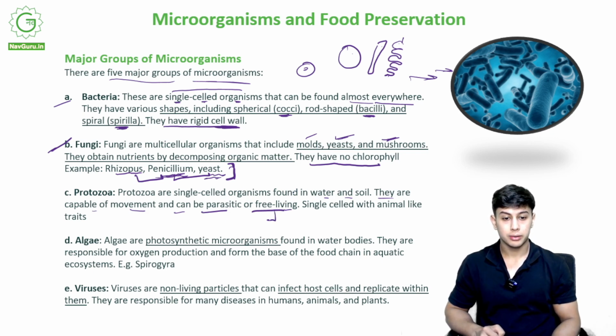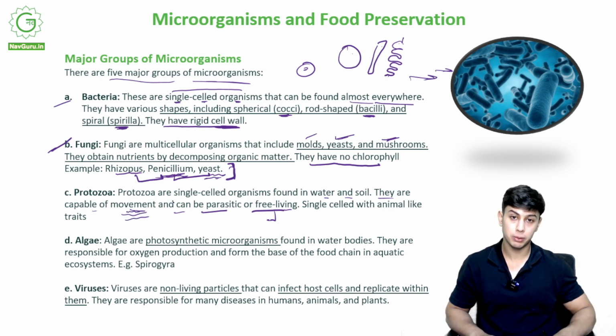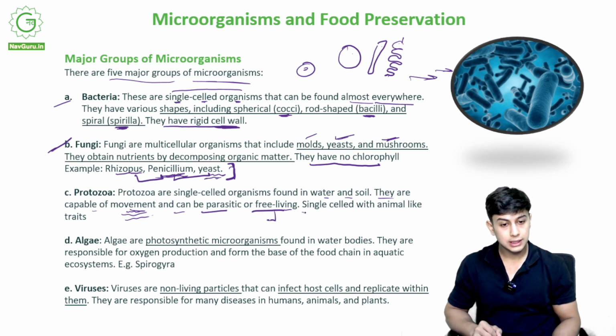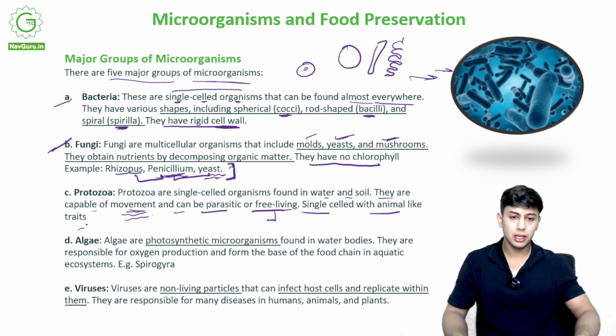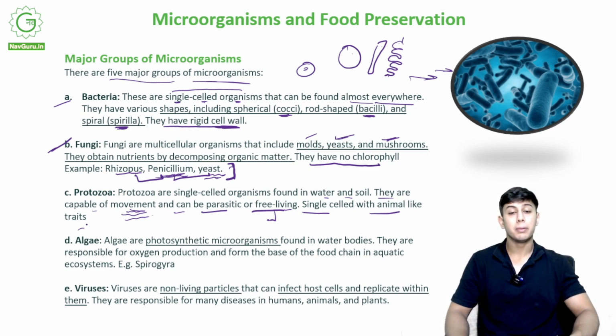They can move. Protozoa are capable of moving. The rest of these microorganisms are not capable of moving. They will move when something moves them, but protozoa are free living, so they can move themselves. Single celled with animal like traits. So protozoa have animal like traits. They will hunt, and get nutrition from something else. It is capable of movement, but it is very small, so that we can't even see it, but it is present in water and soil and it is single celled.